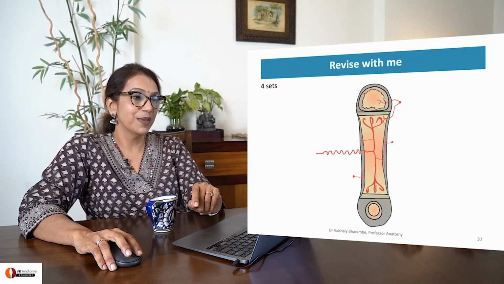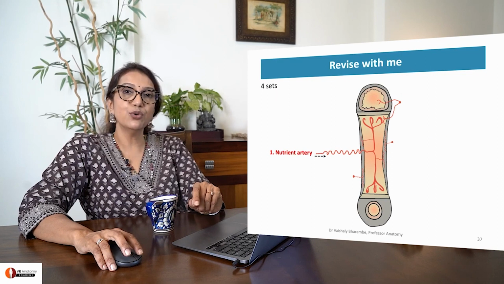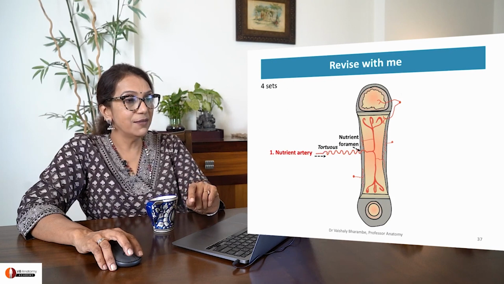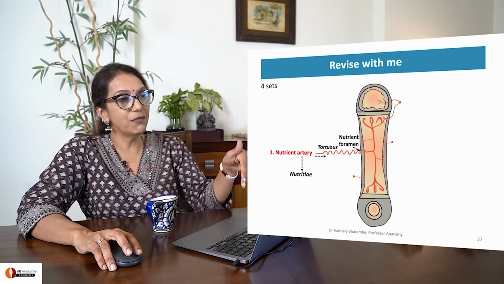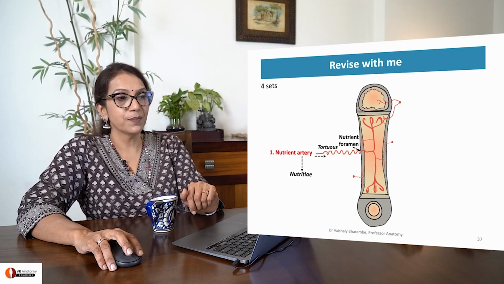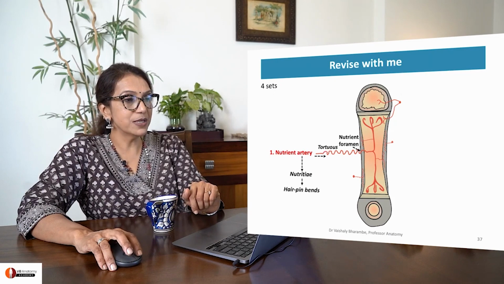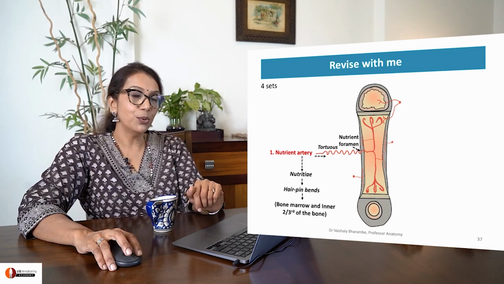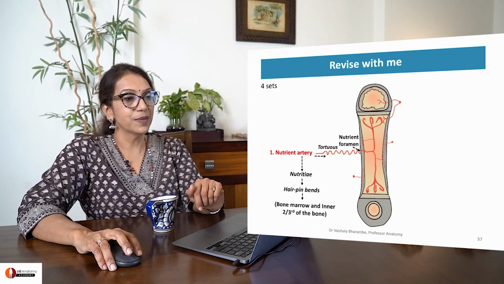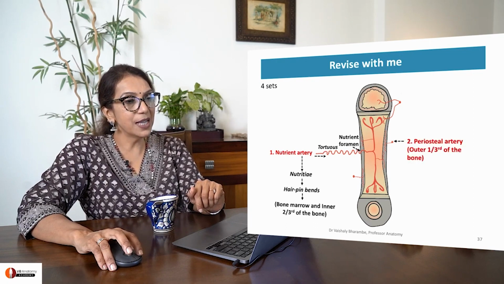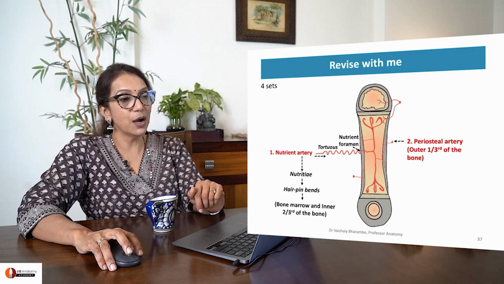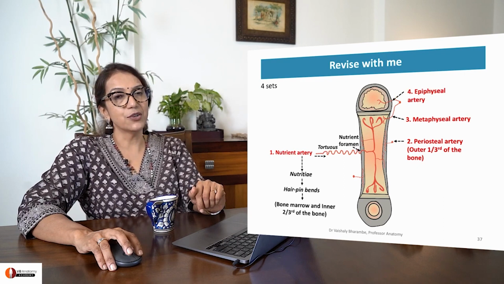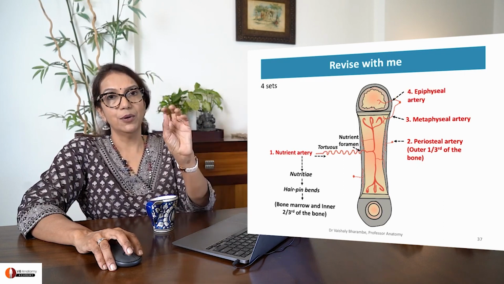Ready for revision now? The nutrient artery enters into the bone. It's very tortuous, enters in through the nutrient foramen. Divides into 2 branches, one going up, one going down, called nutritiae. These form hairpin-like loops in the metaphysis. These finally supply bone marrow and inner 2/3 of the bone. Similarly, from the surface entering in are periosteal arteries supplying outer 1/3 of bone, metaphyseal arteries and the epiphyseal arteries. All these supply the long bone.